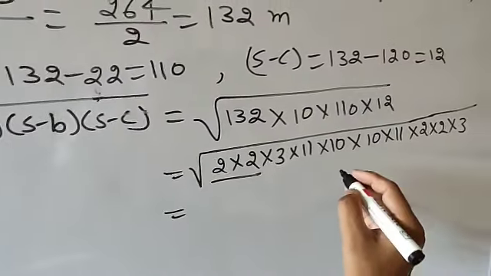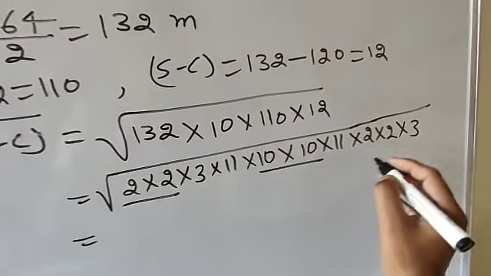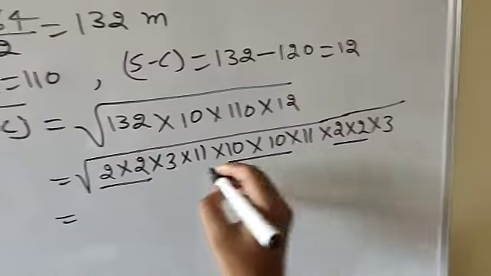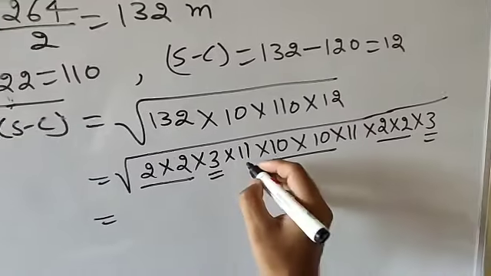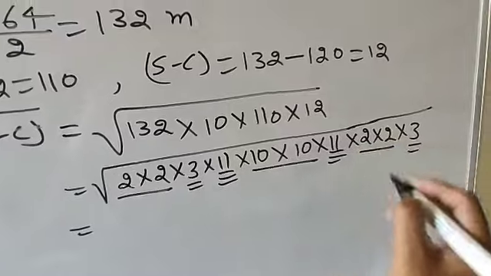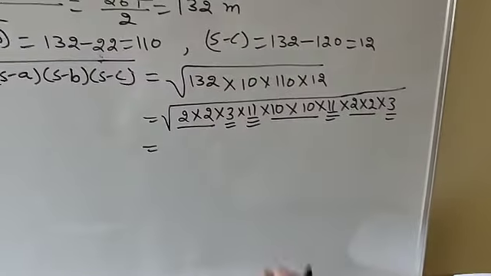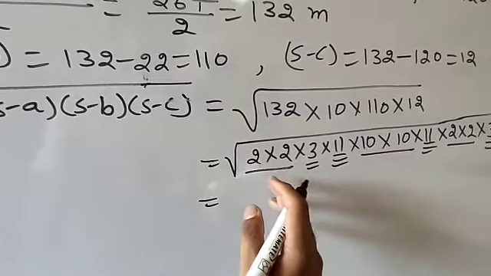Here 2 is in the pair, 10 is in the pair, this 2 is in the pair. Now 3 and 3 is also in the pair, 11 and 11 is also in the pair. So all the numbers are in pairs. So you need to pick one number from each pair.